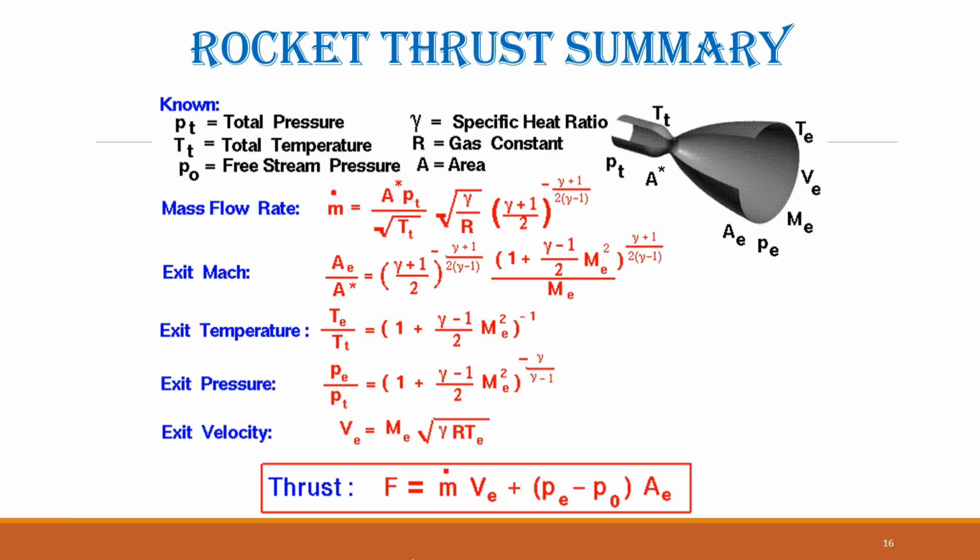Putting everything together, this image shows a complete cause and effect chain. High pressure and temperature in the combustion chamber set the mass flow rate. The nozzle geometry determines the exit Mach number. The Mach number determines exit temperature, pressure, and velocity. The exit velocity and pressure difference then combine to produce thrust. This single page captures the entire physics of rocket propulsion in a compact and powerful way, making it an excellent foundation for understanding how real rocket engines are designed and analyzed.